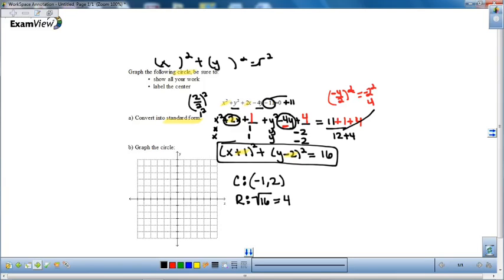So I'm going to graph negative 1, 2. So there's my center. And then I'm going to do a radius of 4. And there would be my circle.